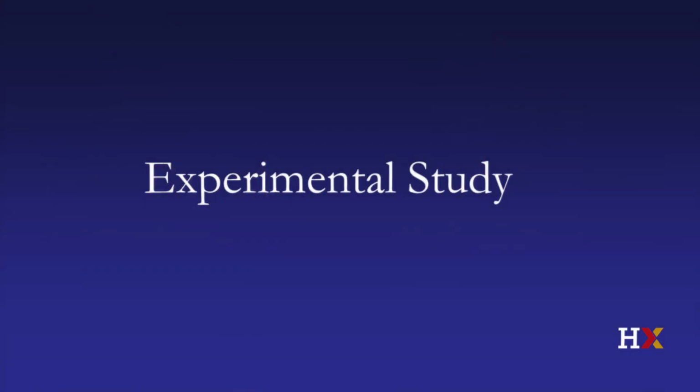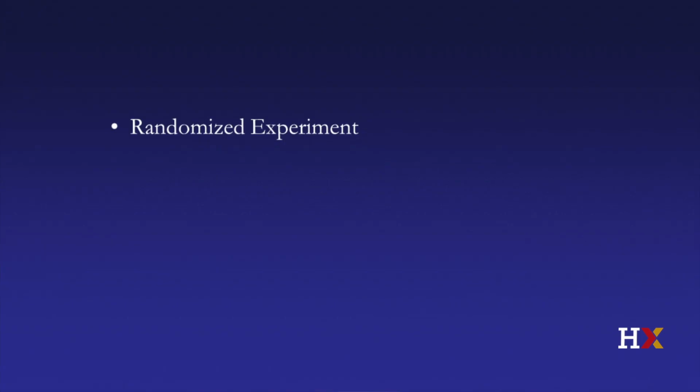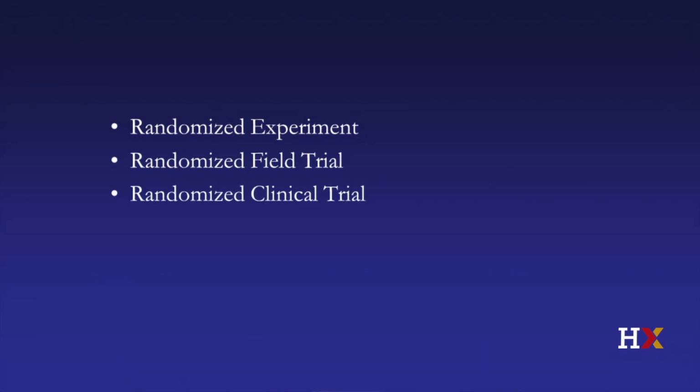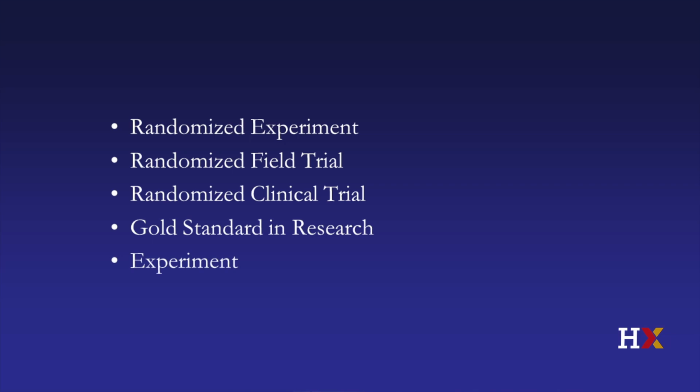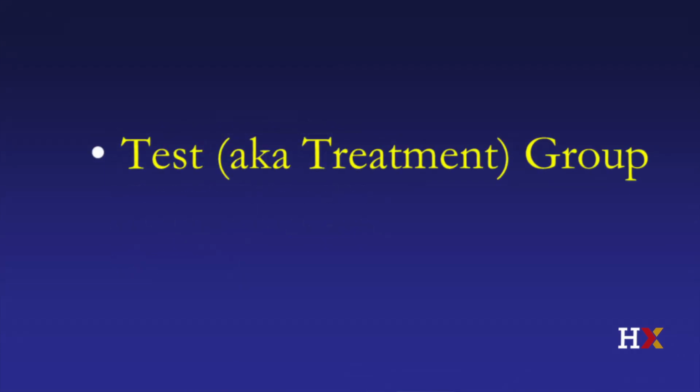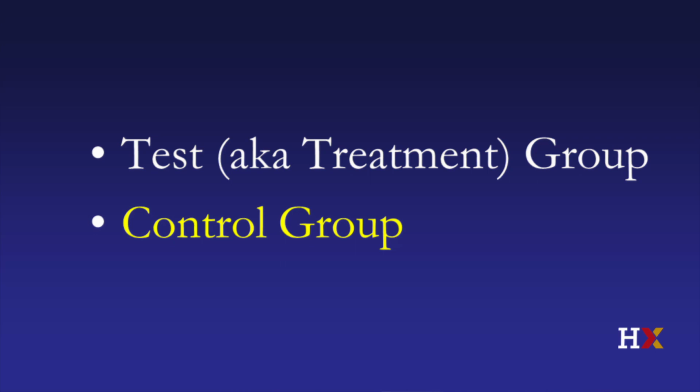Paul, what is an experimental study? What other names do we use to refer to experimental studies? Well, experimental studies go by a lot of different names. You can call them a randomized experiment, a randomized field trial, a randomized clinical trial, the gold standard in research. All of these things are pretty much the same thing as an experiment. The essential core idea is that you randomly assign people to a test group or a treatment group and to a control group. And only the luck of the draw decides whether you get to go into the treatment group or into the control group.